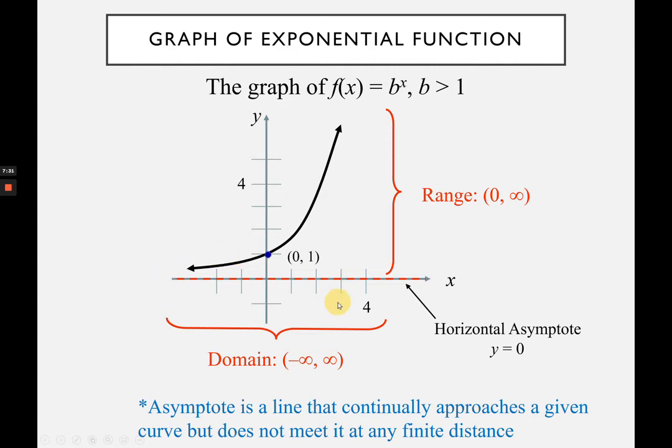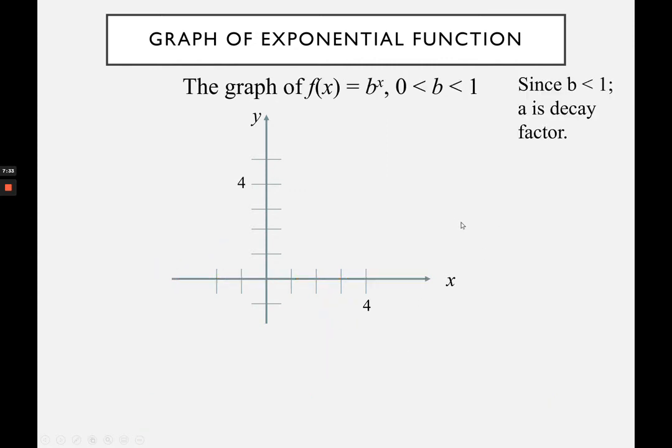Okay, now what if your b, which is supposed to be your decay factor now, but b can never be negative? So if b is between 0 and 1, what happens? This is how your graph is supposed to look. Again, if x is 0, y is 1. It always intersects here if there is no number in front of a.